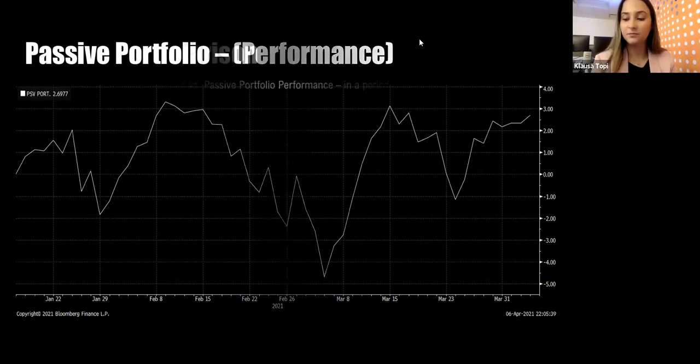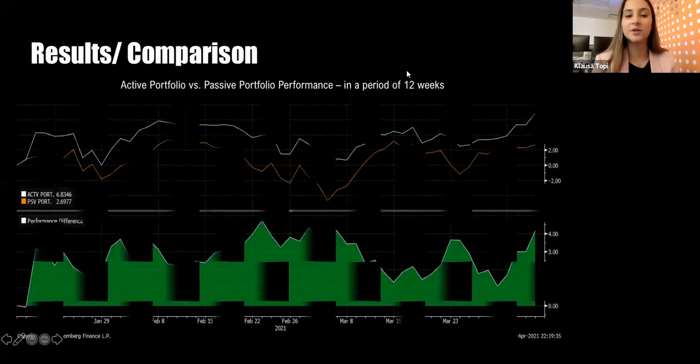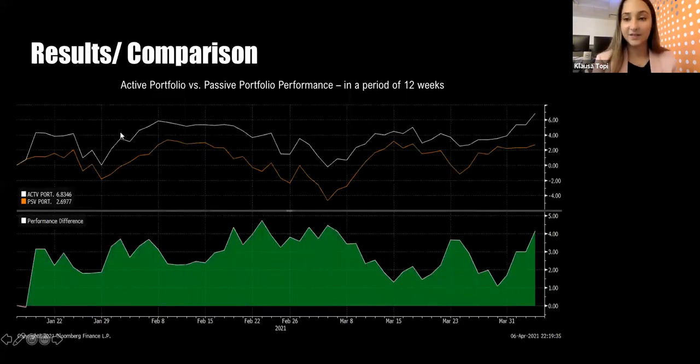And then we have the results and comparisons of both portfolios. The white line is the active portfolio, and the yellow or orange line is the passive portfolio. We can see that the active portfolio has a marginally better return than the passive portfolio, and the performance difference of the active portfolio is higher, so it's positive.